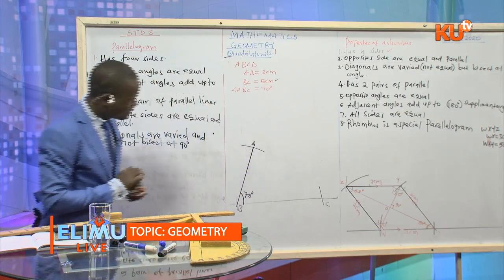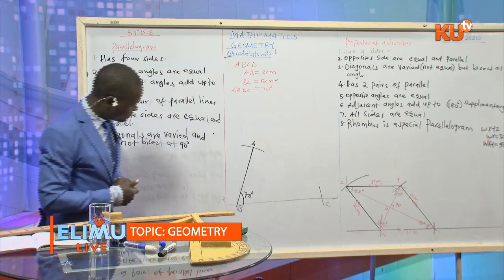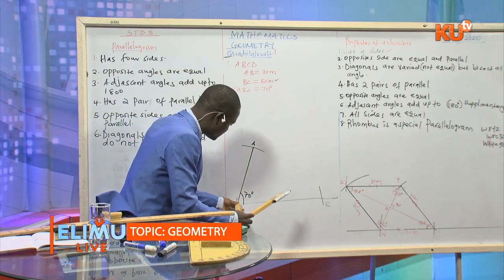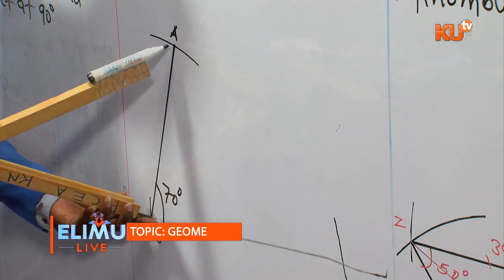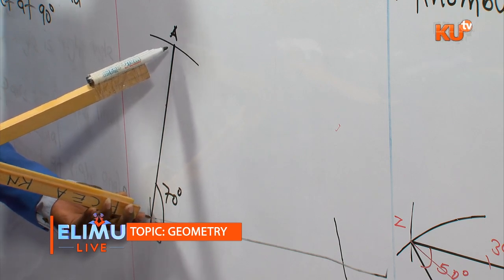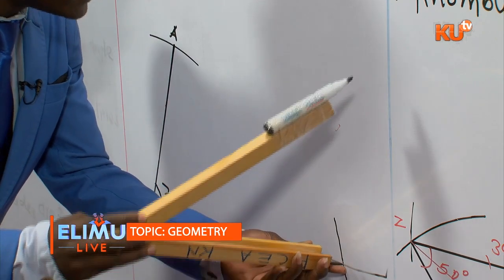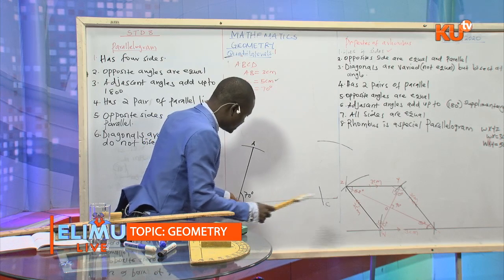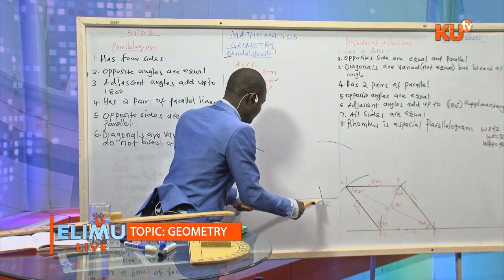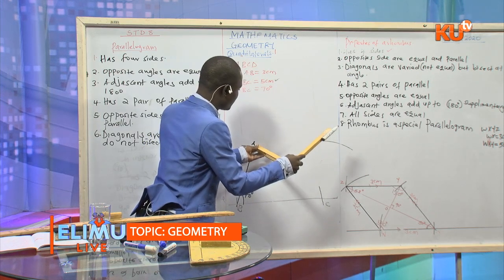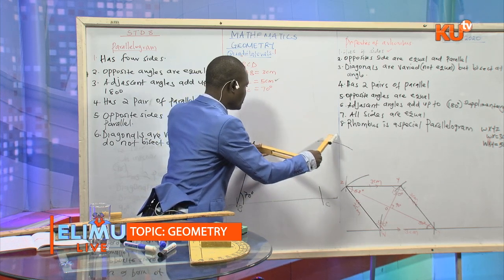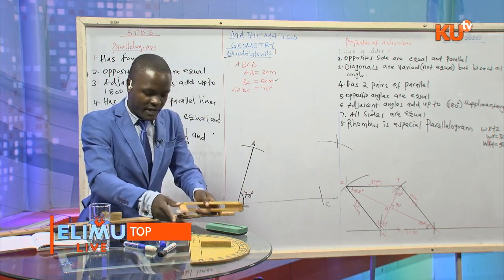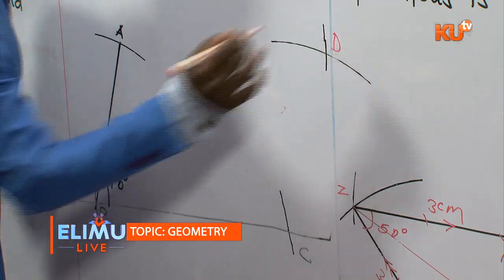Just like when we were constructing the rhombus, most of the time the question is given like this, and then you're asked to complete it. So you can just complete this, taking into consideration the sides. This was 3 centimeters. We know that one of the properties of a parallelogram is that opposite sides are equal. So if AB is 3, then CD is also 3. So you measure 3 and draw the arc like that. Then, because line BC is 5, line AD is also going to be 5. Reason: the opposite sides are equal and parallel. So just draw that arc so that they intersect. Where they have intersected is D.